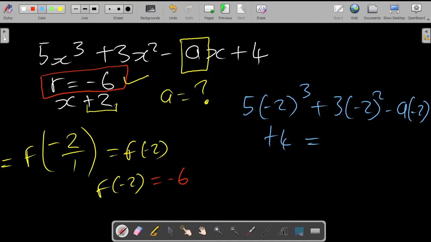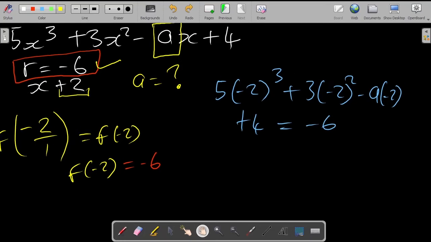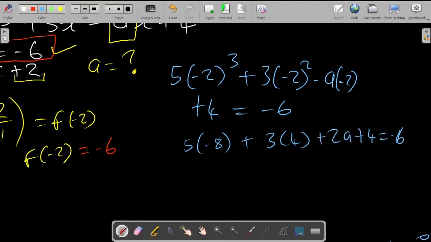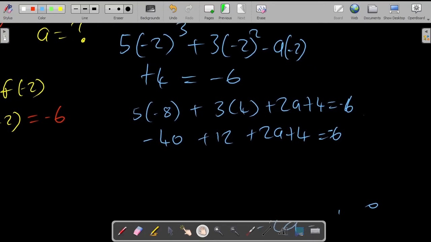This is basically us calculating the remainder, but we already have the value of the remainder, which is minus 6. So all that we have to do is to find a, and that is what we're looking for. Now let's simplify all of this and try to solve it quickly. Minus 6, and this would be minus 40, this would be 12. That would be 2a, that would be 4, and minus 6 on that side. Don't forget that negative sign.